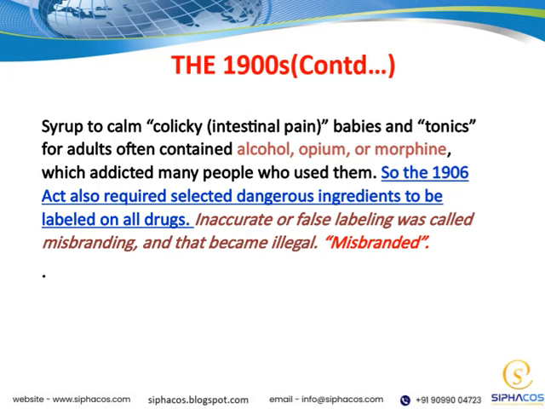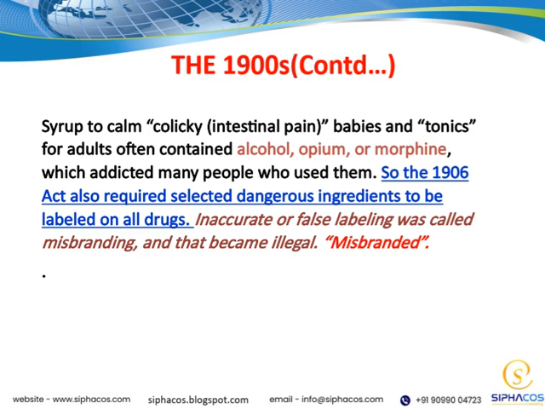So back in the day, many of the remedies people used for common ailments, like syrups to calm colicky babies or tonics for adults, often contained ingredients like alcohol, opium, or even morphine. And unfortunately, these substances led to addiction for many who relied on them. This was a serious problem that highlighted the need for regulation. That's why, in 1906, the law was amended to require that certain dangerous ingredients be clearly labeled on all drugs. It was a major step toward protecting consumers.